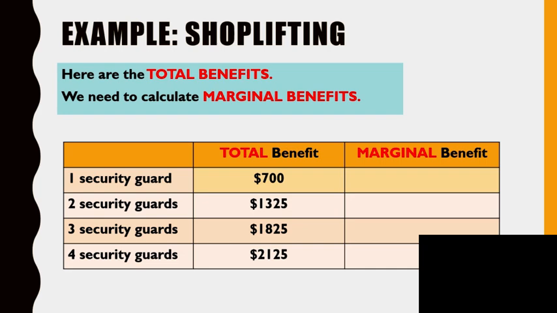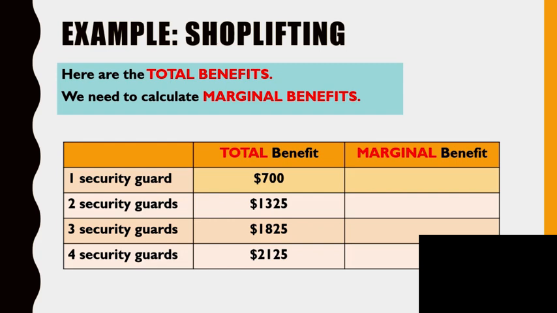So what if I tell you that one security guard creates $700 in total benefits? Remember, we're hiring security guards and they're decreasing theft and shoplifting. So the benefits are measured as the shoplifting we eliminate. One security guard eliminates $700 of theft. On the next line, two security guards together eliminate $1,325 in theft. Three security guards together, $1,825, and four security guards together, $2,125.